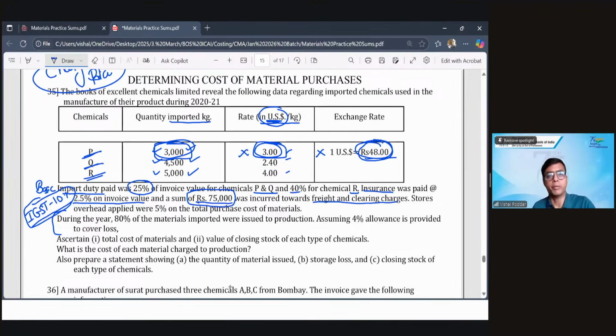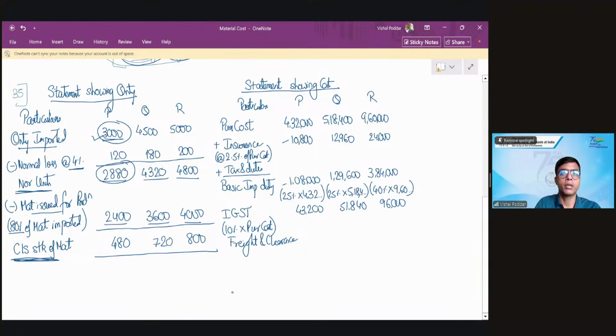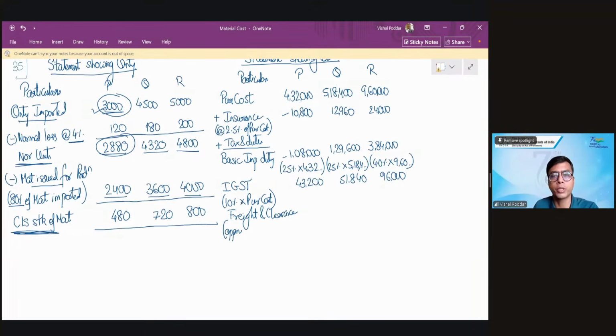Understood, beta? Fine. Now comes the most important point, 75,000, which is the total. What is to be done? You have to proportion it. And since it is the freight cost, we are proportioning it in the ratio of quantity, which is 30 is to 45 is to 50. How did I get this? I get it from here: 3,000, 4,500, 5,000. So the ratio is coming as 30, 45, 50. In this ratio, you should divide your freight and clearance cost.